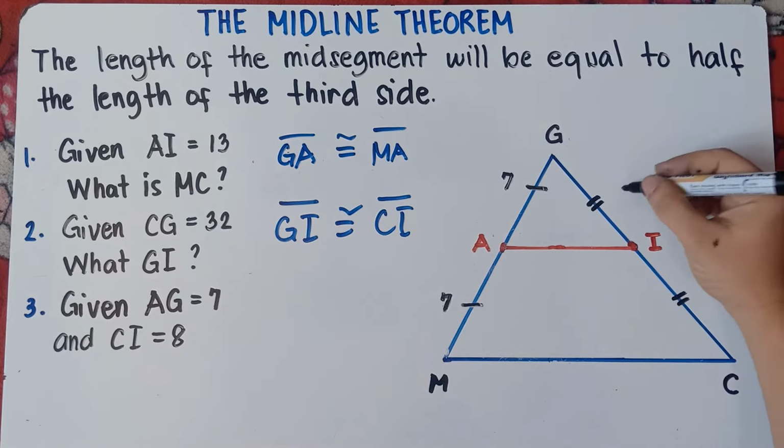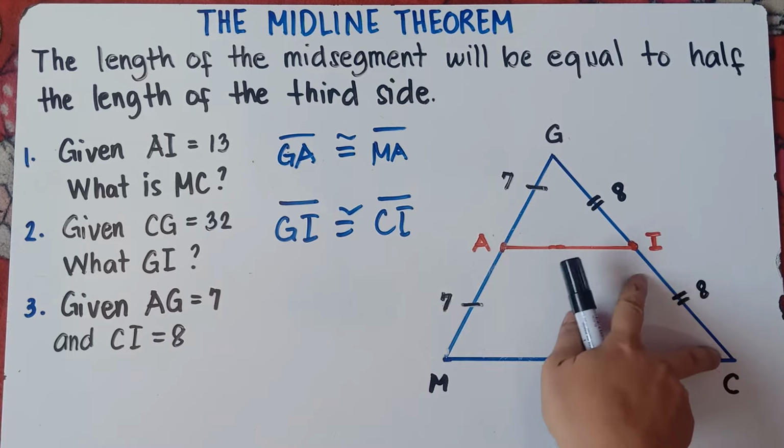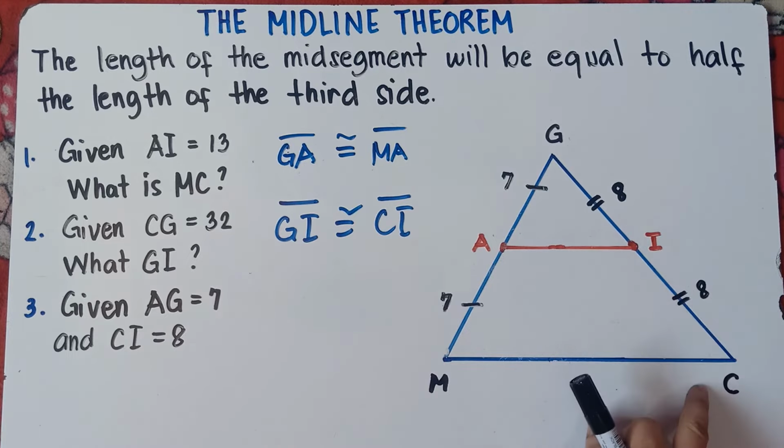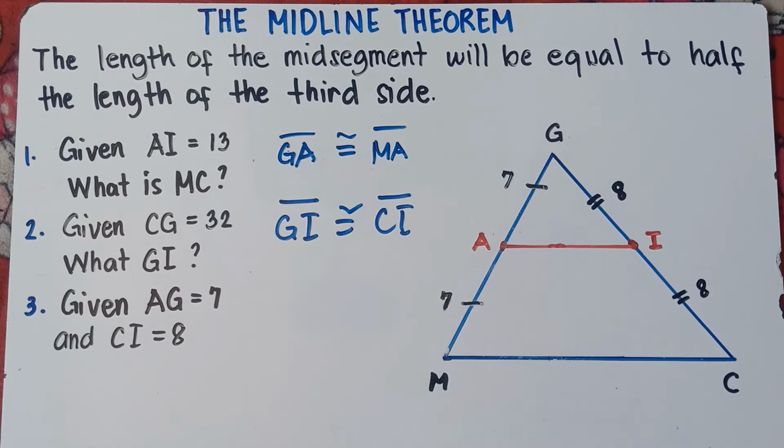So, if this is 8, just an example, class, what would be the value of CI? That's correct, it should be 8, because this line segment CI is congruent to line segment GI. So that's the thing about the midline theorem, class. All set for this midline theorem.